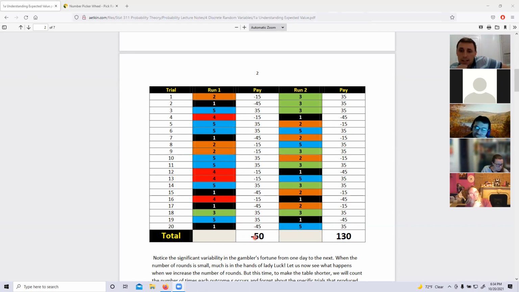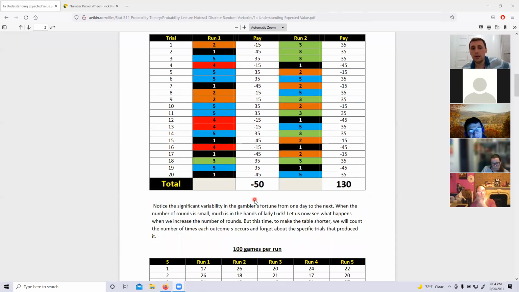The next day, he comes again, and this time he was lucky. He won 130. Is it worth playing the game or not? Still not clear, right? One day you lost, and then the next day you gained. Altogether, you gain money. I mean, 130 minus 50 is still positive. So the gambler actually had a good weekend and earned some money. Let's see what happens when the gambler plays 100 games.